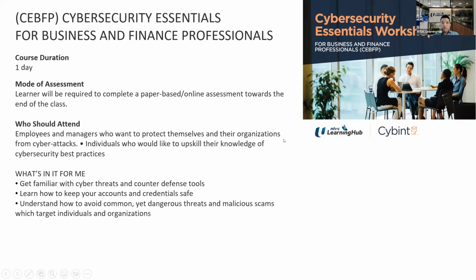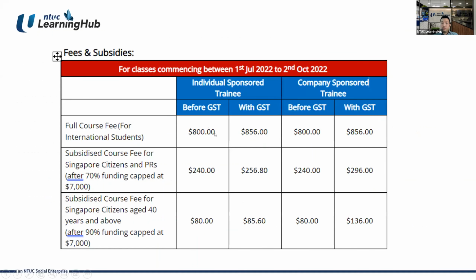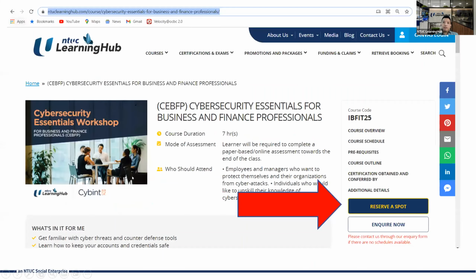The next course is the CBFP. This is the Cybersecurity Essentials for businesses. It's also a one-day course, and it's also IBF funded. The full course fee is $800. From now till 2nd October, there's funding available for both Singaporeans and PRs aged below 40, which is 70%. And if you're aged above 40, it's 90%. We have the website available for you to look at in more detail what to expect for the one-day course for both courses.